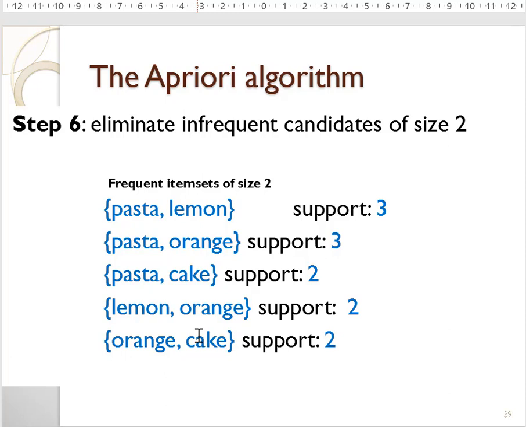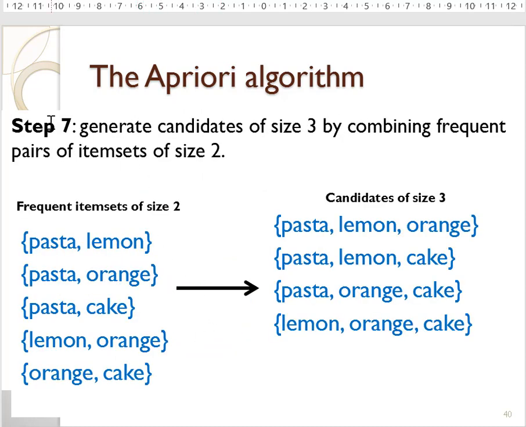We found the frequent item set of size 1 and 2 already. We need to find size 3 items together. So what we will do, step 7, we take the frequent item set of size 2 and we combine them to generate some candidate of size 3.